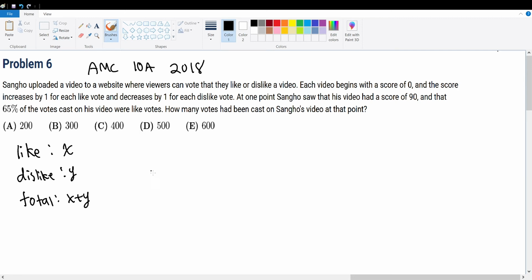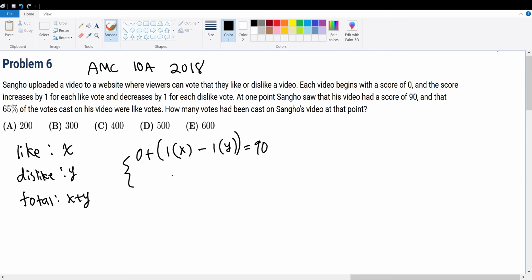We're told that for every like, the score increases by 1 point. So we multiply 1 by X, and we subtract the number of dislikes, since every dislike subtracts 1 point. This is going to be equal to 90. Now, it starts at 0, so we could say 0 plus this quantity is equal to 90, but that's not necessary. That is the full explanation of that phrase, converted to mathematics.